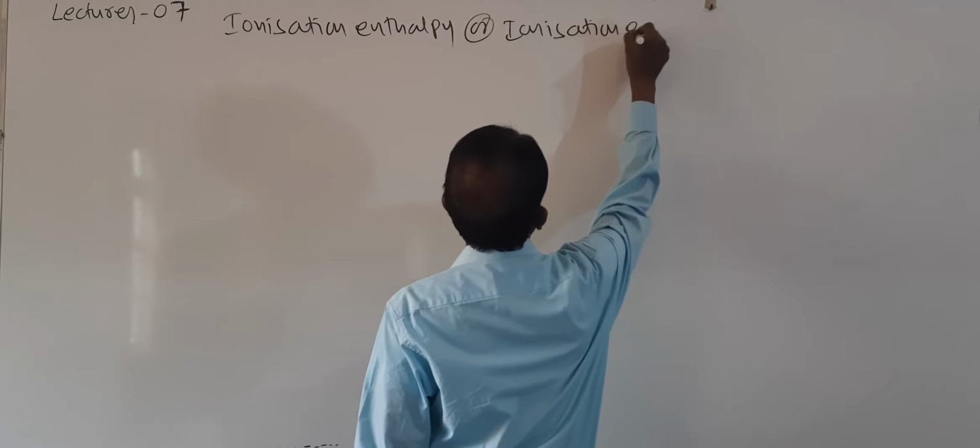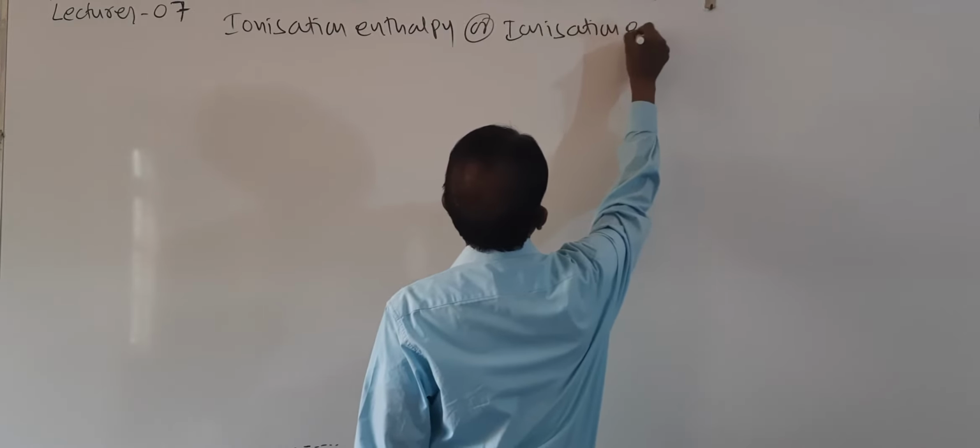Ionization enthalpy or ionization energy means the amount of energy required to remove an outermost electron from an isolated gaseous atom, or it is defined as the amount of energy required to remove an electron from the outermost orbit of an isolated atom, gaseous atom, or neutral atom. So it is called ionization enthalpy.